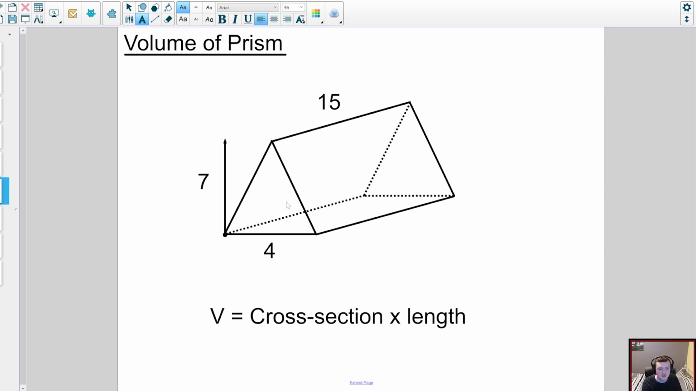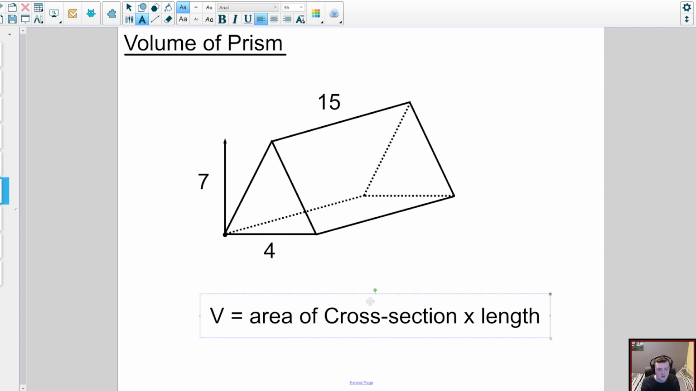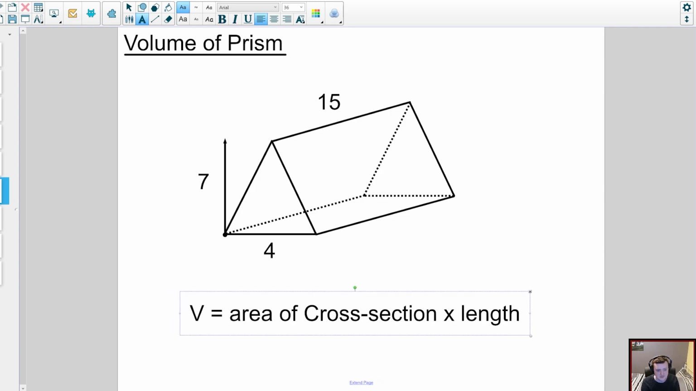So I've first got to work out the area of the cross-section. To be more specific, the area of the cross-section multiplied by the length. I'm going to work out the area of this triangle. So I've got my perpendicular height, which is 7, multiplied by 4, which is 28, and half it, which is 14. So the area of my triangle is 14. And I'm going to multiply it by 15.